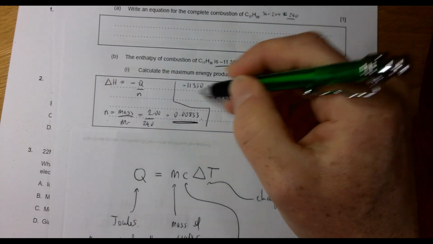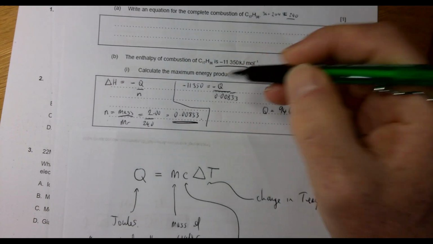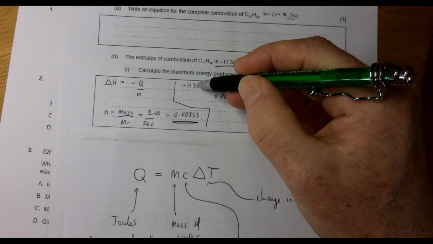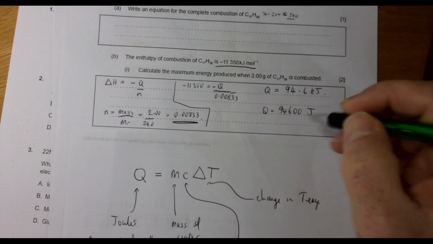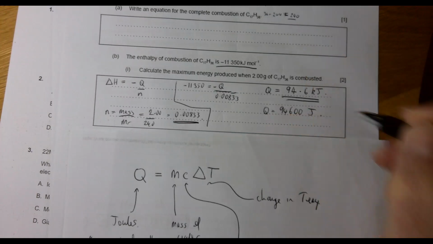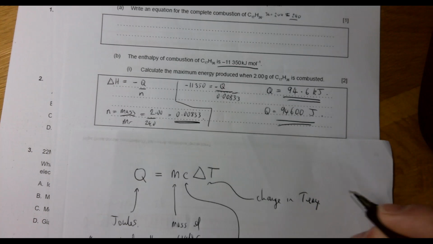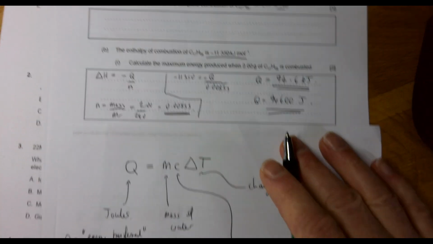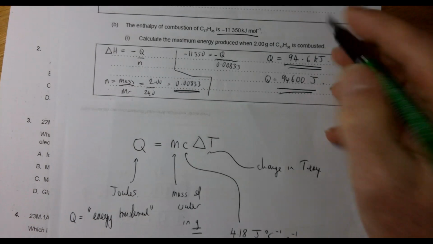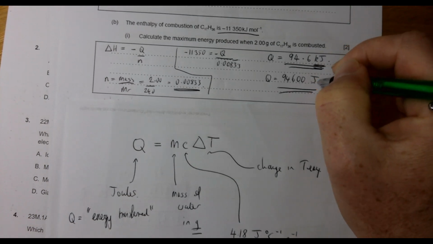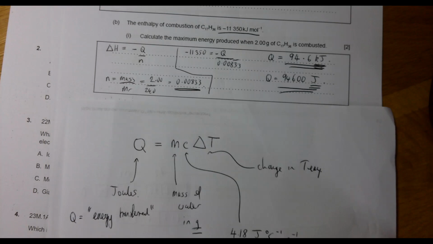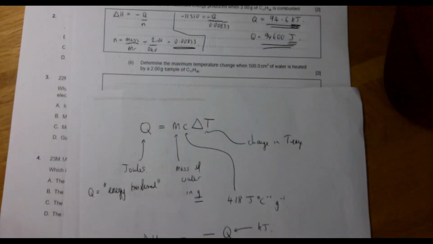So rearrange that equation. Q is equal to 11,350 times that number, and you end up with 94.6 kilojoules, or 94,600 joules. Again, 3 sig figs there is appropriate, but please give the units, make it clear whether you're giving the answer in joules or kilojoules. Either is fine, as long as you're clear which one you're doing.